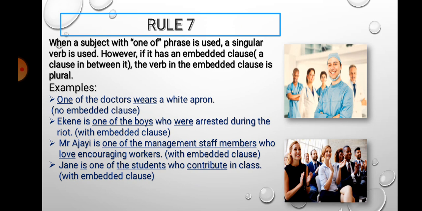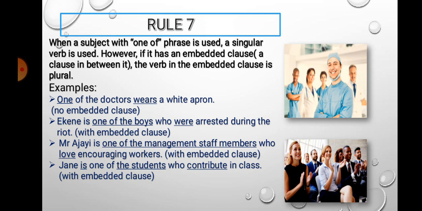Example 2 says, Ekene is one of the boys who were arrested during the riots. This is a sentence with an embedded clause. And why Ekene selects a singular verb is the embedded clause who selects a plural verb, because the boys who is a plural subject.